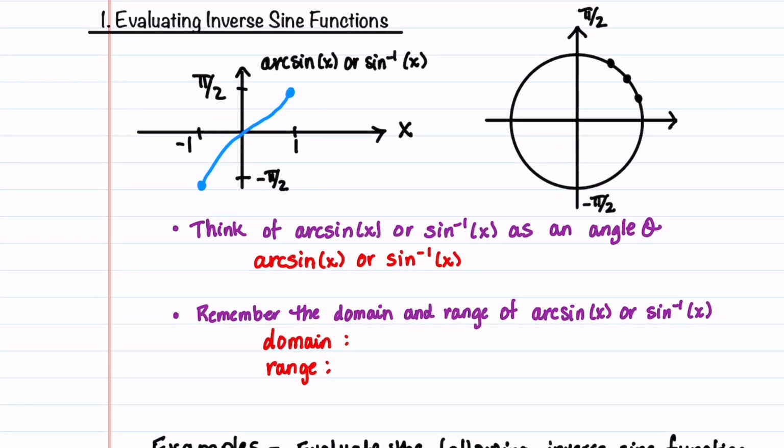We'll start with some inverse sine function example problems. When we evaluate an arcsine or inverse sine function, we need to think of it as an angle theta. We'll set arcsine or inverse sine equal to theta. We need to remember that the arcsine function is defined for values between -1 and 1 and is equal to an angle between -pi/2 and pi/2. We can see that in our graph and on our unit circle.